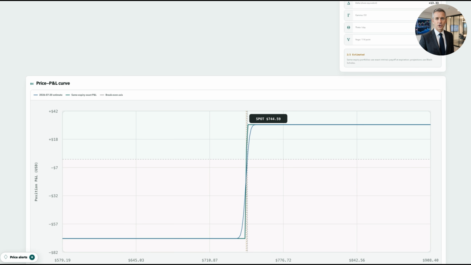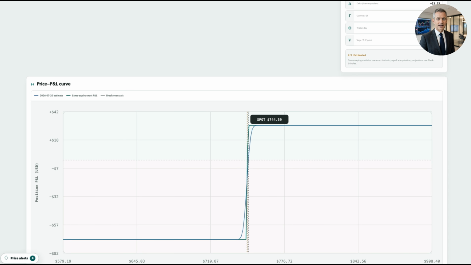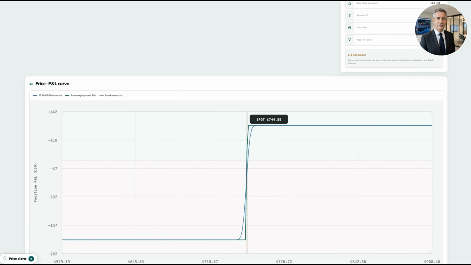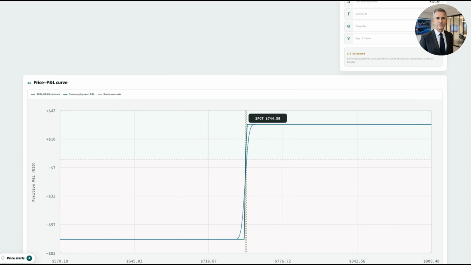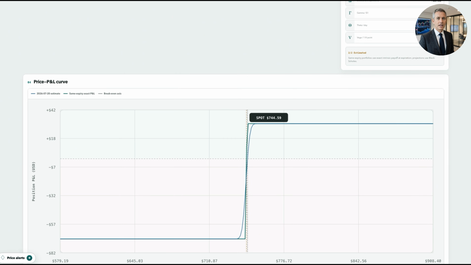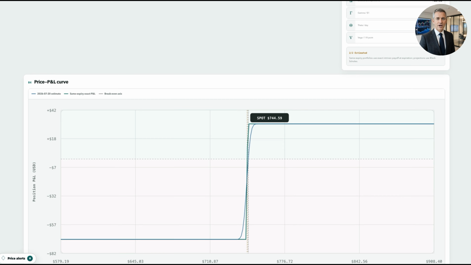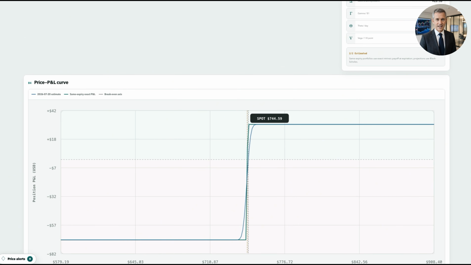The right side calculates net premium, maximum profit, maximum loss and reward to risk ratio, break-even points, and portfolio delta, gamma, theta, and vega. When reviewing a strategy, look at maximum loss and break even first, then consider possible return. The payoff chart supports hover inspection, mouse wheel zoom, click and drag panning, and double-click reset.